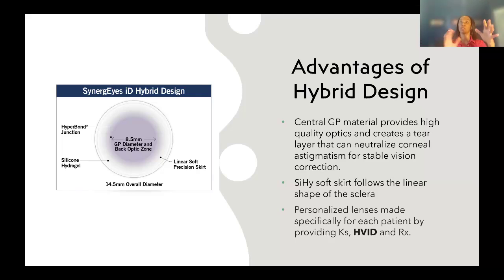So she can blink, she can move around, and we don't have to worry about that lens decentering or giving her blurry vision. The side-high skirt allows her to have nice comfort. And then we can personalize this lens. The Synergized ID lens is the top of the top hybrid lens available to us now. And we can customize pretty much every aspect of this lens to give her the best vision and the best comfort. So you make this lens with a few parameters: the patient's Ks, her HVID, and her prescription.